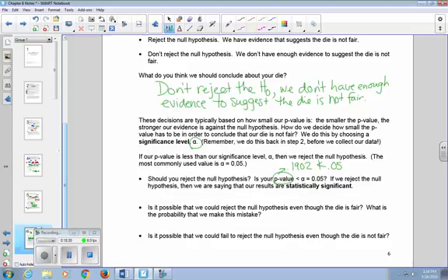Okay, next bullet, is it possible that we could reject the null hypothesis even though the die is fair? What is the probability that we make this mistake? And last, is it possible that we could fail to reject the null hypothesis even though the die is not fair? Okay, so let's go back up to these one more time. So note again on that first one, our p-value was greater than alpha. And that 0.05 often is referred to as the power of the test.